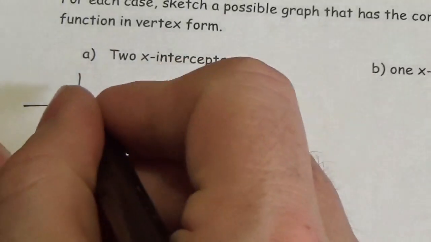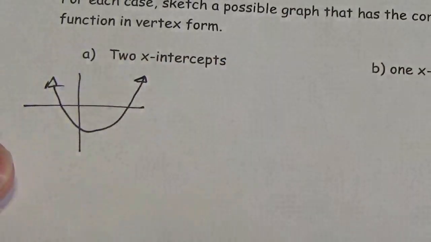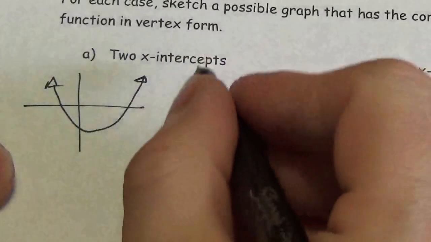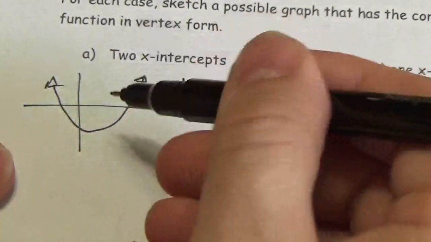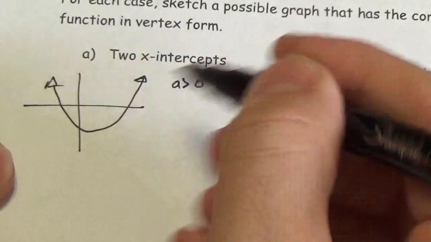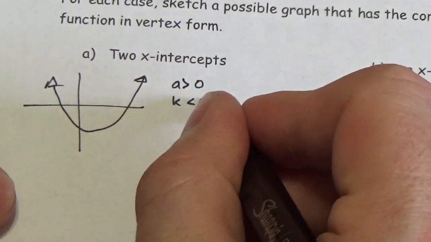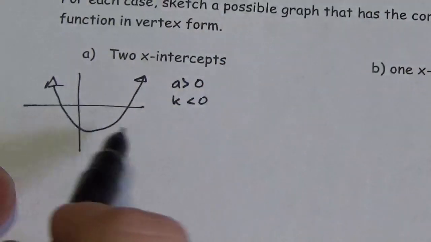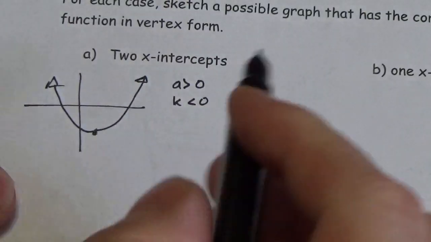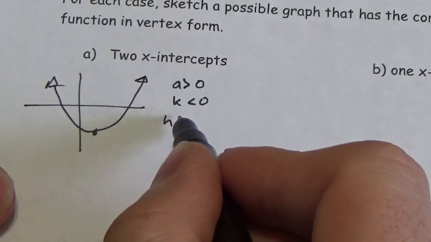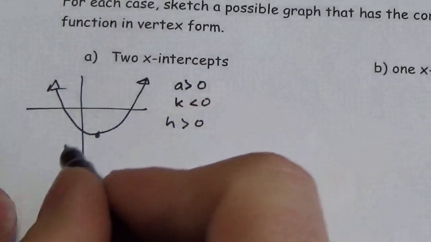Well, two x-intercepts maybe looks something like this. Okay, something like that. Well, I know that this thing opens up, so I know that my a value is greater than 0, and I know that the vertex has been moved down below the x-axis, so I know that my k value is less than 0. And then I moved my vertex a little bit to the right here, so I know that my h value is positive as well. So all I got to do now is come up with an equation that looks something like that.